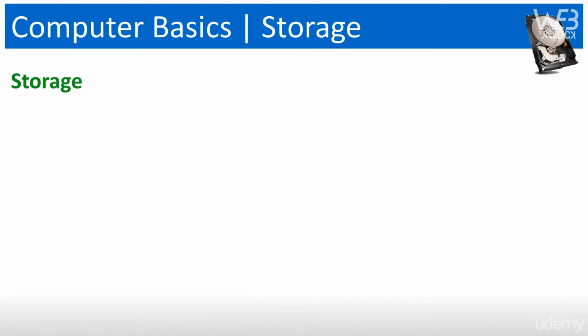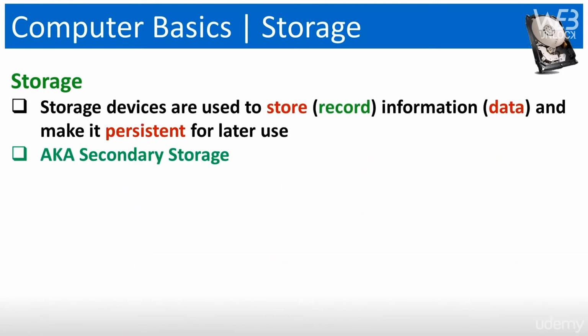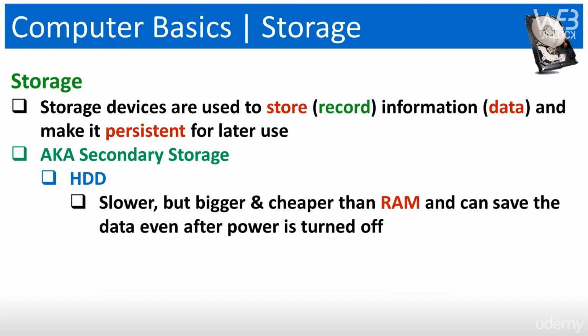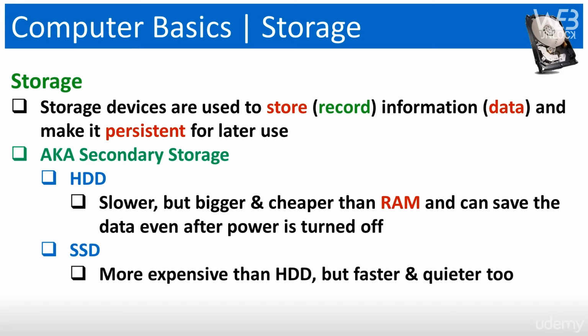Okay, so now we want to move on to storage. It's also known as the secondary storage. There's two types that we need to know of. The hard disk drives, these are slower but bigger in size and cheaper than RAM, and you can save the data on them even after you turn off your computer system. So that's the first type. The second type is now called flash or SSD, solid state drive. This one is more expensive than the hard disk drive, but it's faster and it's quieter too.